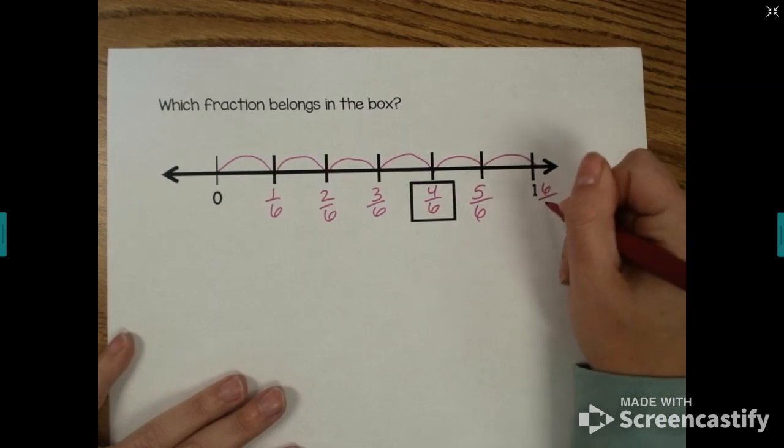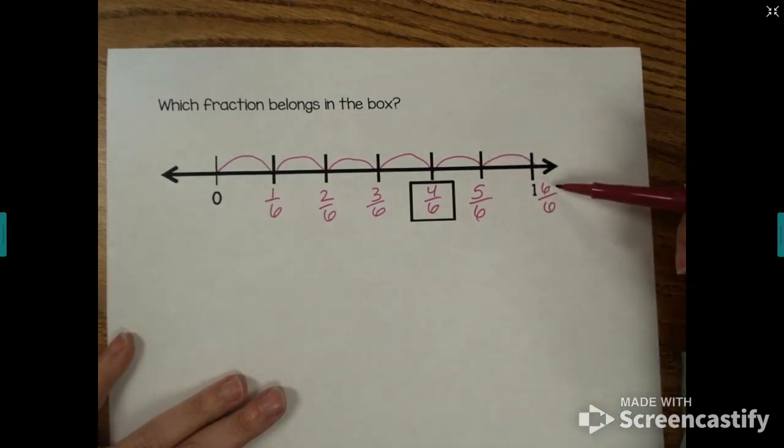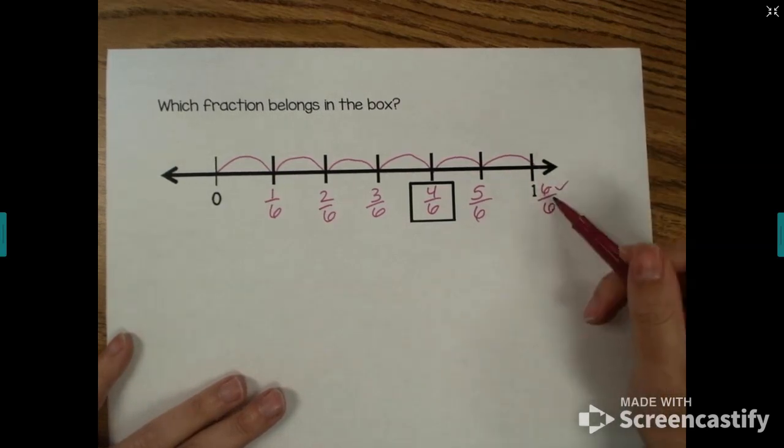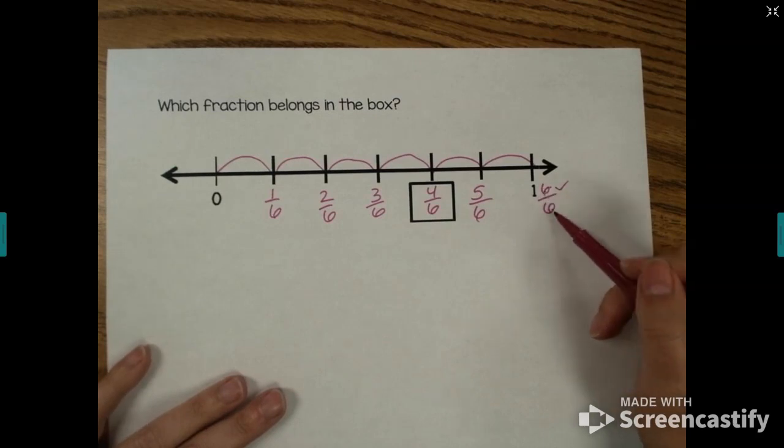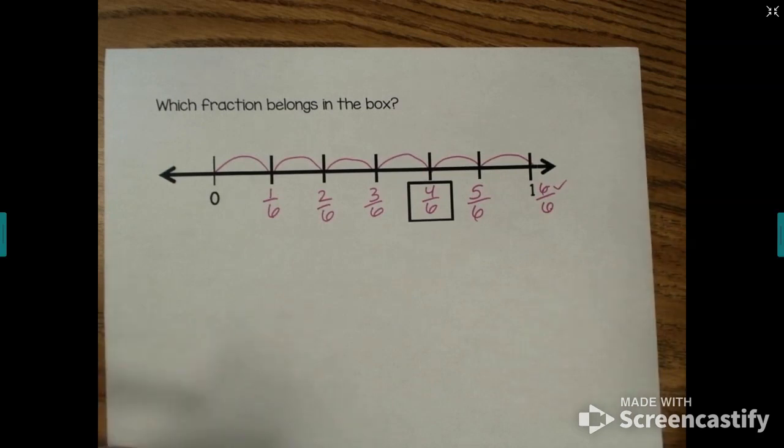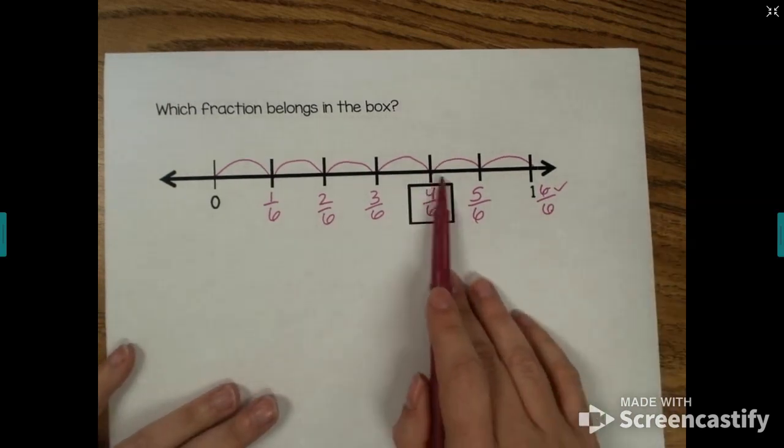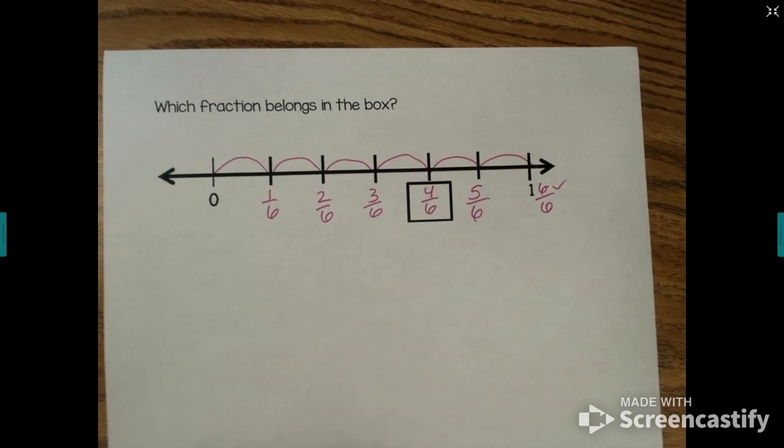And our one whole, anytime you get to a fraction and it's the same numerator and the same denominator at 1, you did it correct. If it doesn't get to the same numerator and the same denominator, you did something wrong. You have to go back and fix it. So this box represents 4/6.